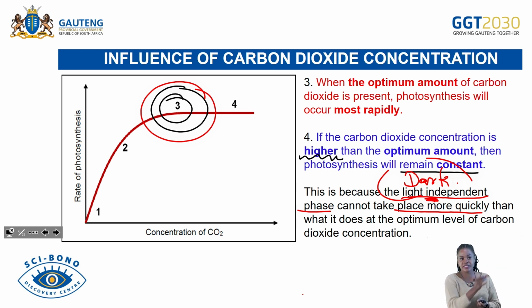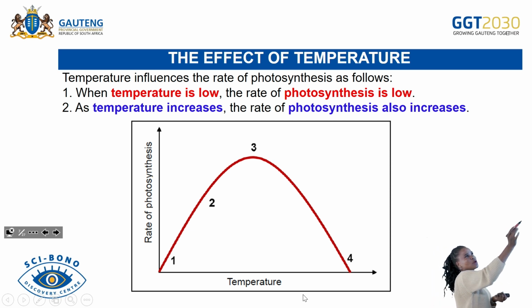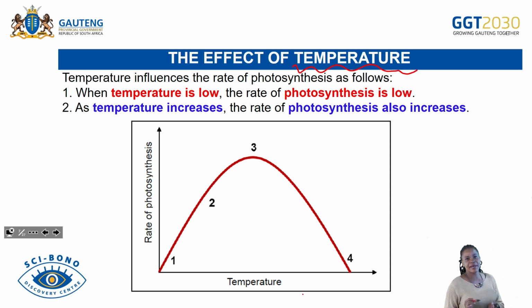Of carbon dioxide during the dark phase stage. Now, the last of the factors that are influencing photosynthesis will be what? Temperature. Temperature is the last factor which has an influence on the rate of photosynthesis. Now, let us look into this graph.